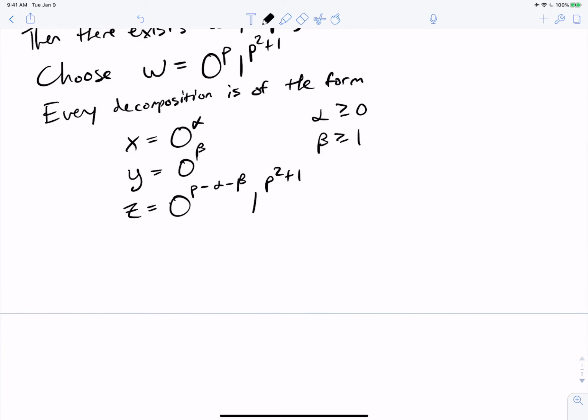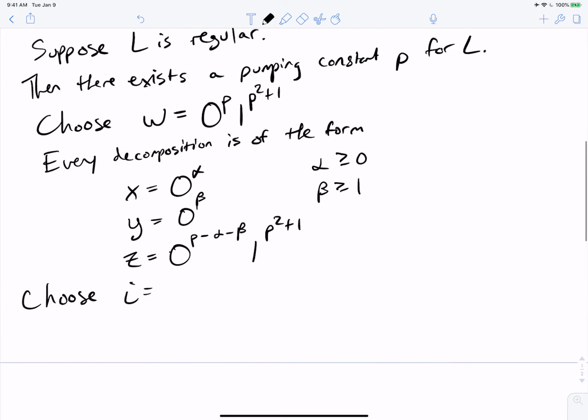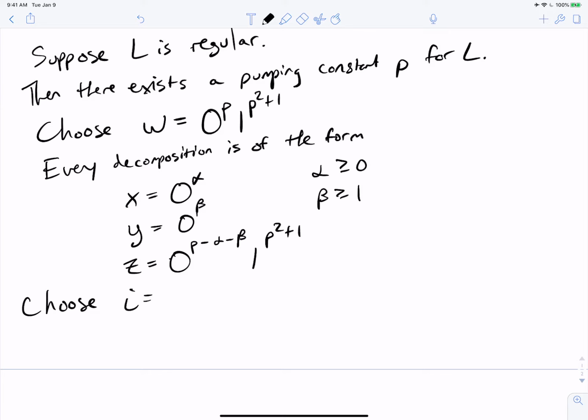Okay, so we look at all decompositions, fine. So what do we do? Let's pick an I to be something. I'm not going to pick the I value for you. So what one do you think will work? Zero typically works to make it not in the language. Would 0 help us here? Probably. Why not?